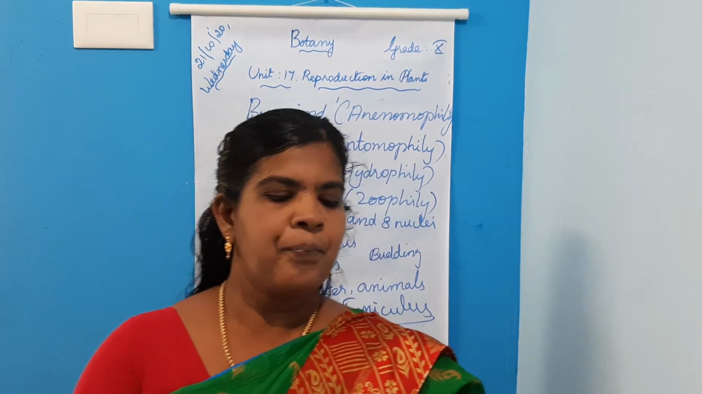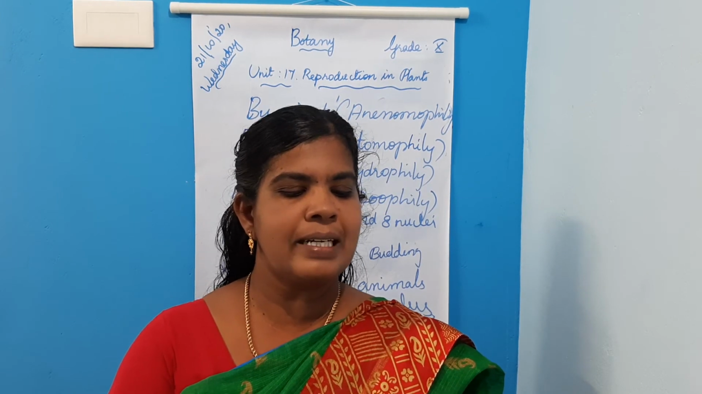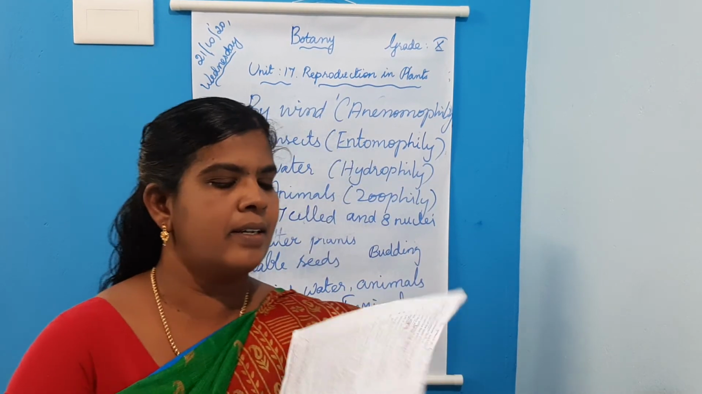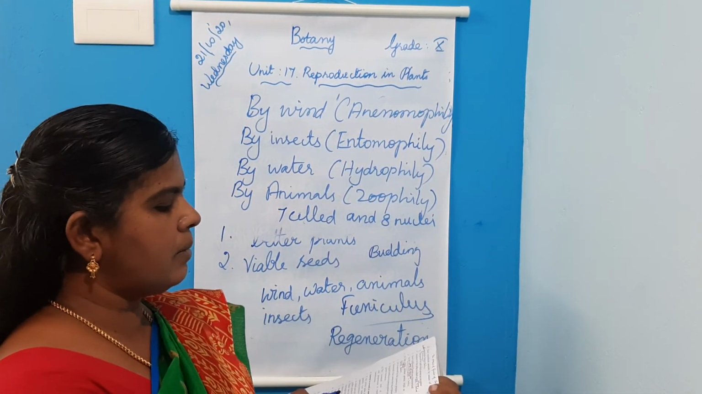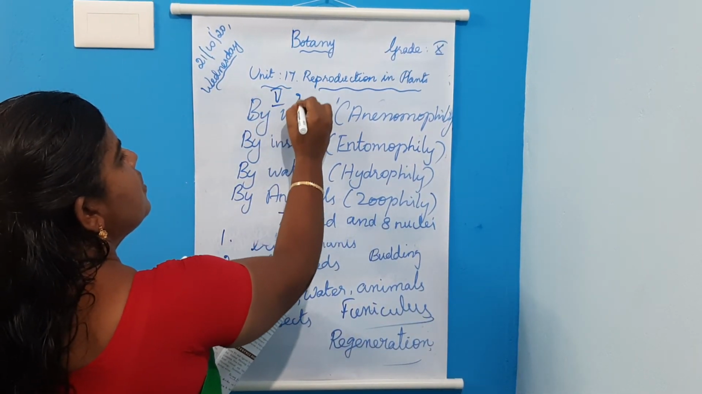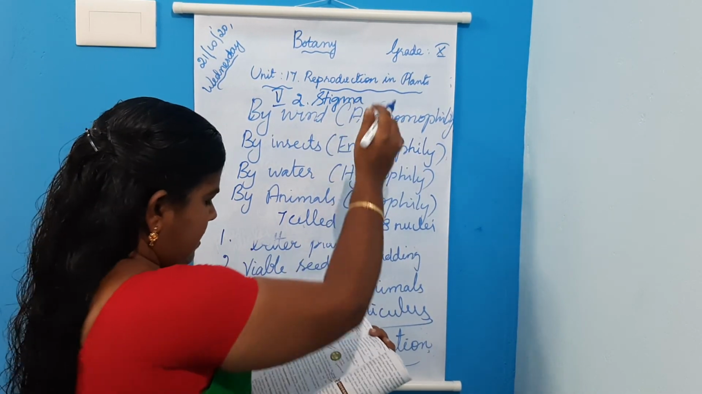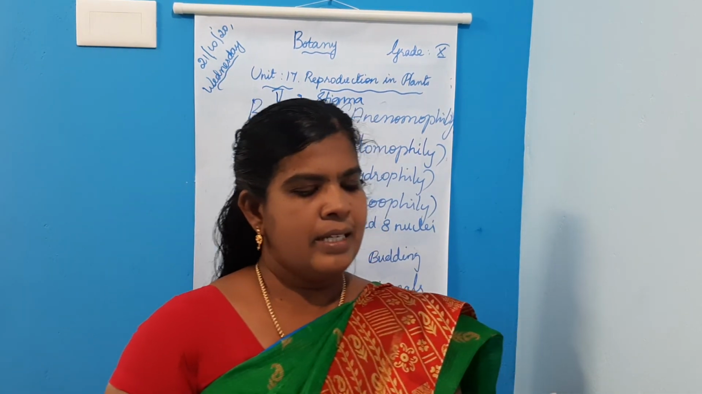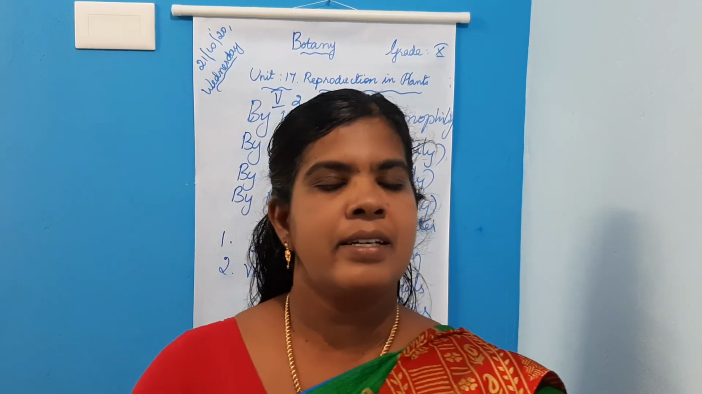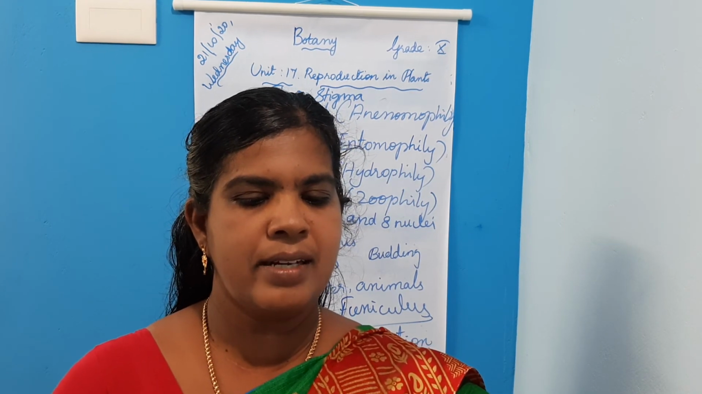Then the next question, Roman number 5: answer in a word or sentence. Second one: in which part of the flower does germination of pollen grains take place? The answer is stigma. Next, third one: name 2 organisms which reproduce through budding. Yeast, hydra.